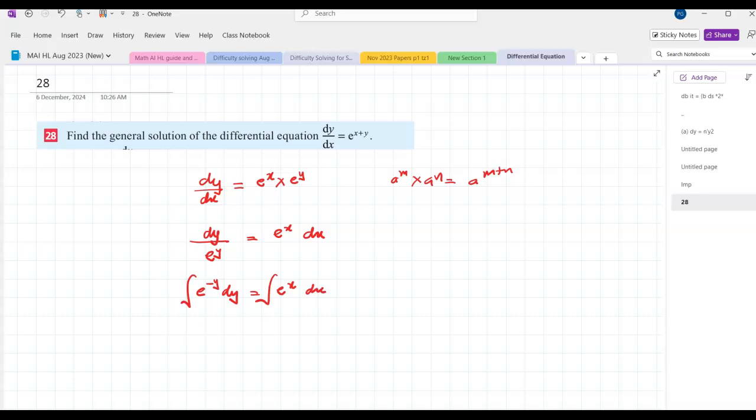Integrate both the sides. What is the integral of e raised to minus y? Don't forget to divide by the coefficient of y, the variable in this case. The integral of a raised to x is a raised to x plus c. So minus e raised to minus y is equal to e raised to x plus c. I mean, you can leave your answer as it is, unless you want to make y the subject. You can, but that's not required.